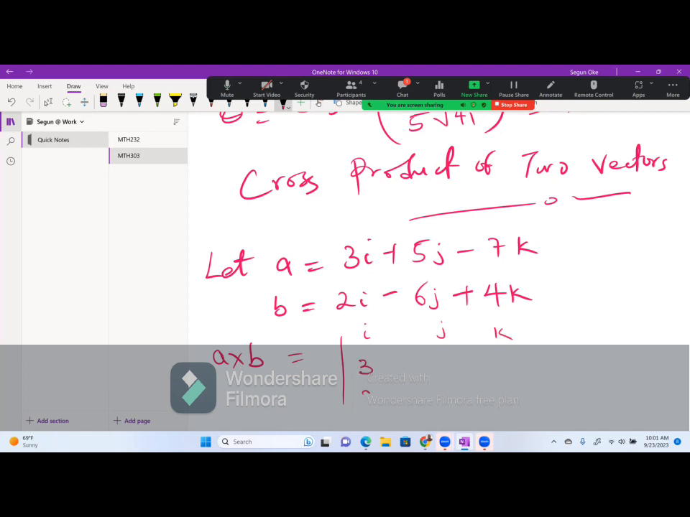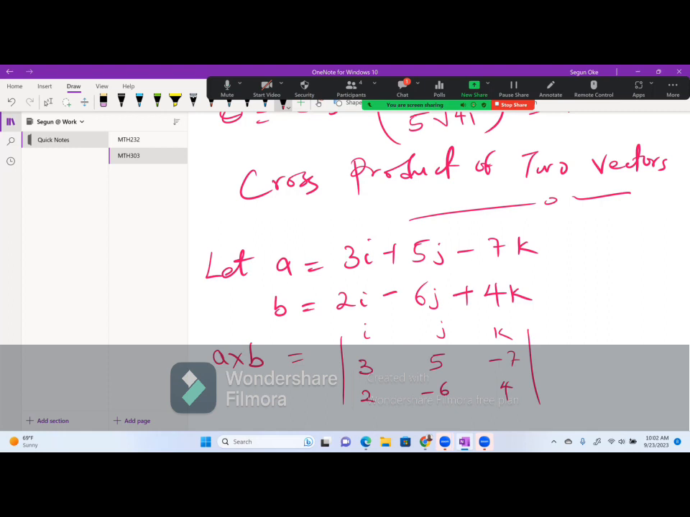It simply means 3, 2, all the i are in the same column. 5, minus 6, all the j are in the same column. And minus 7, 4, they are also in the same column. Now, what does it signify? It signifies a 3 by 3 matrix. Do you still remember matrix? Yes, sir. Okay. So you remember how you find your determinant in a matrix? We're going to use the same method.